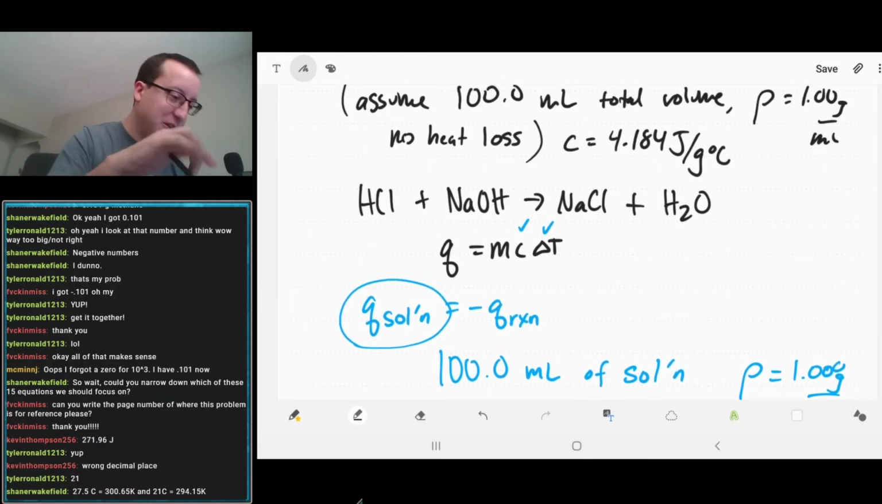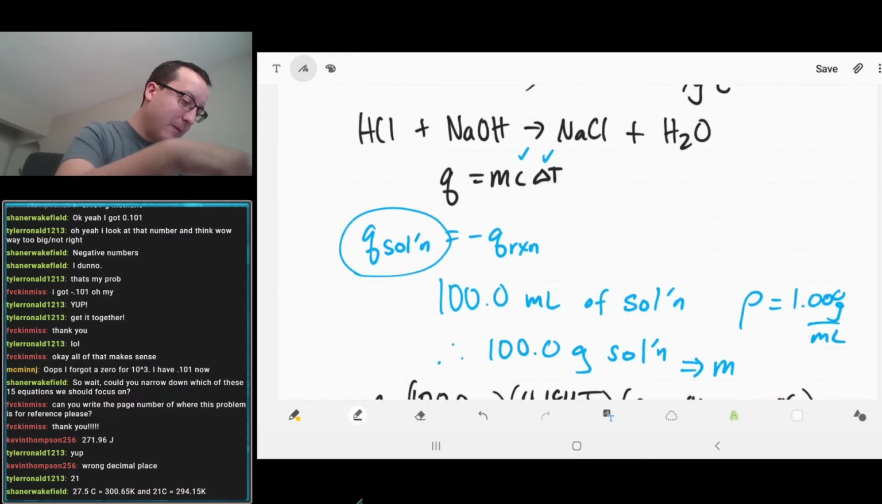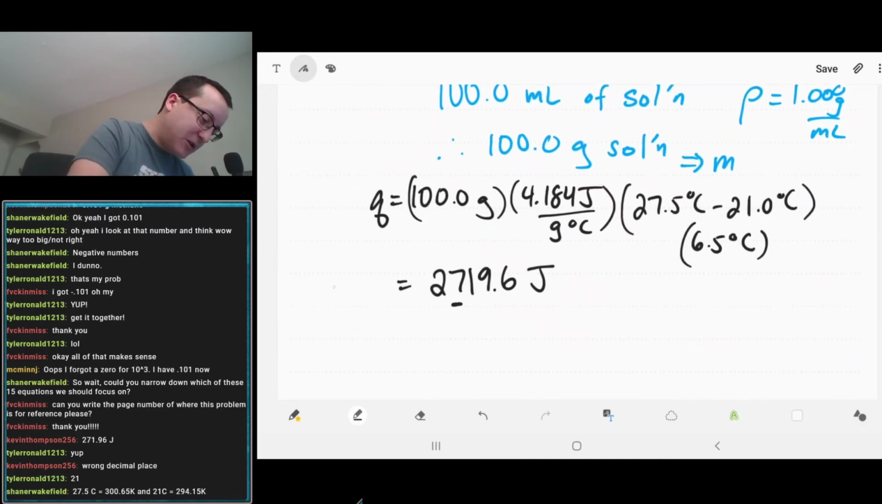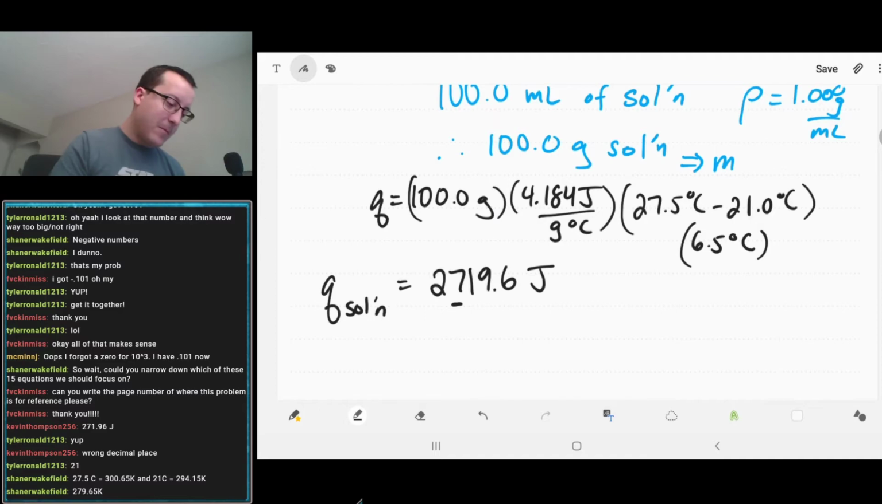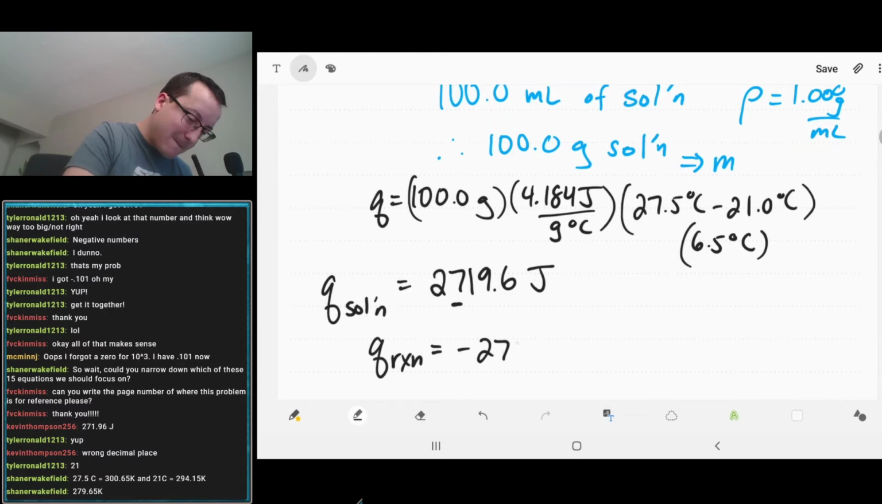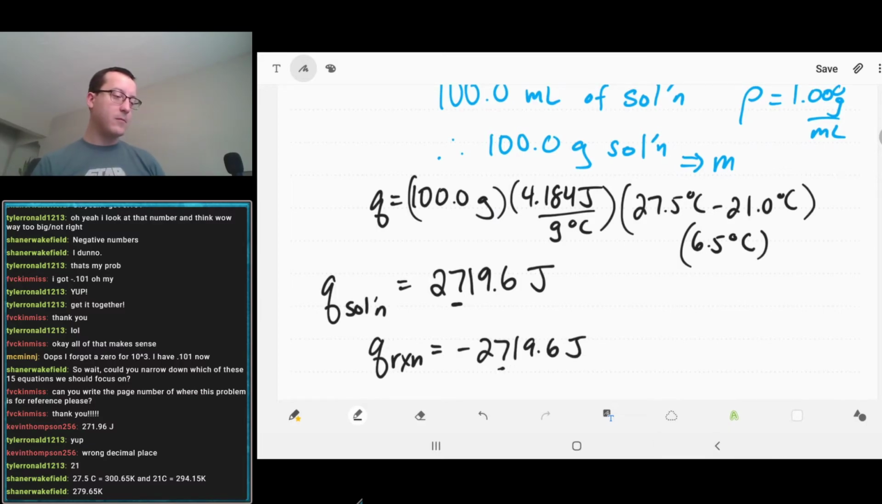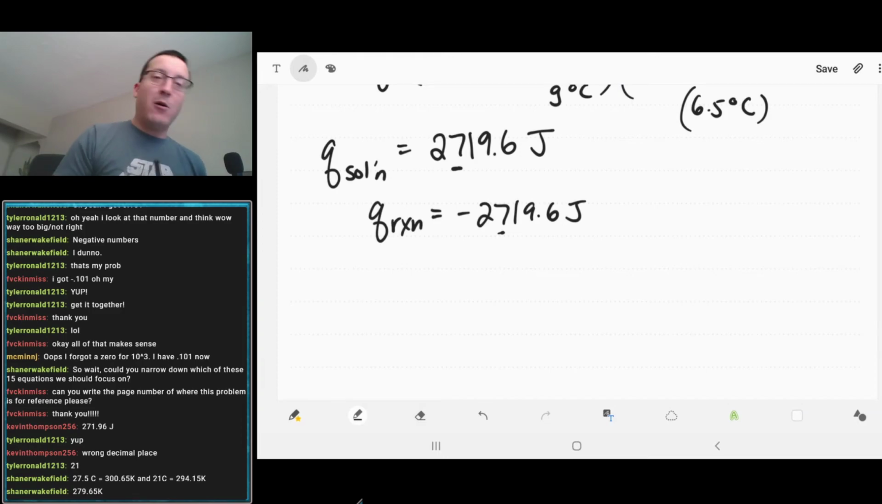So I just want to show you guys something. Okay, so understanding that this was the Q of our solution, right? The Q for our reaction must be the negative of that. And so, since we now have a Q, we can relate that to delta H by using, thank you, Shane. So we'll get to those in a second.